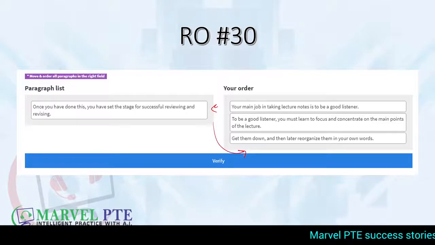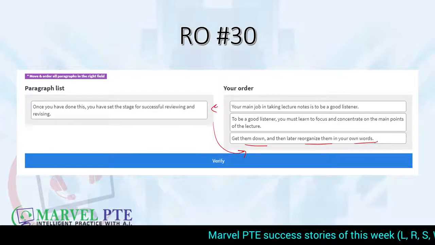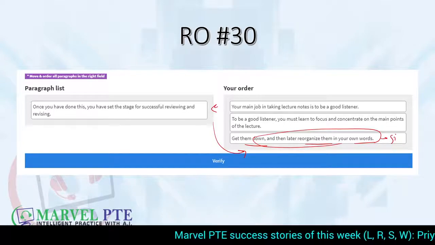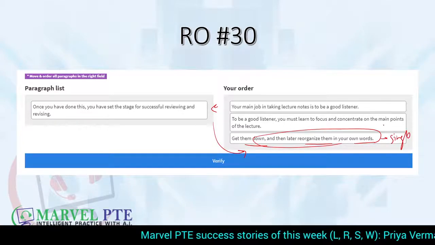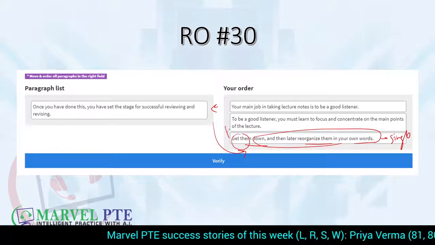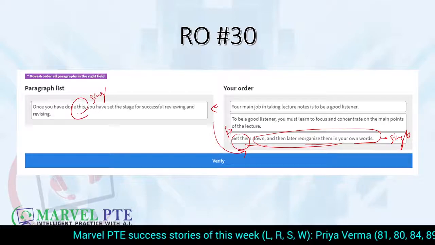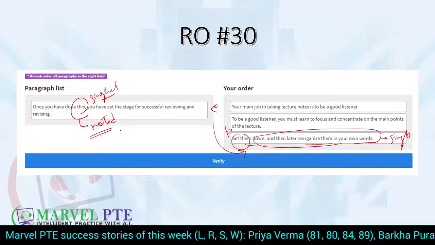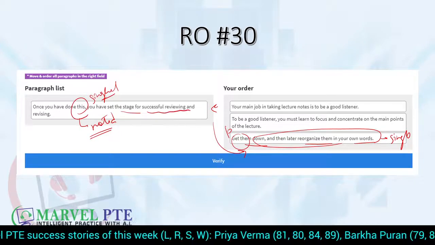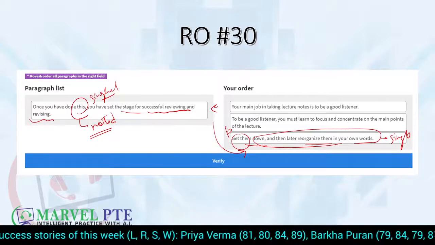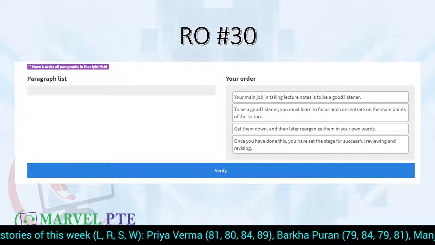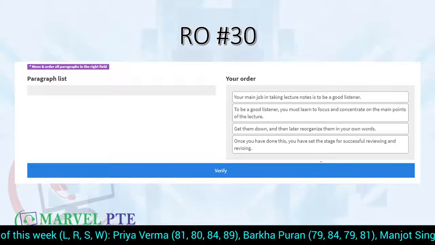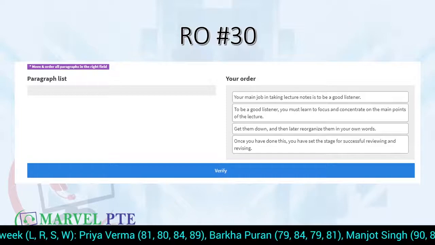But still, is there any logical connection between them? Yes, there is. Let's see that. Now once you have noted them and reorganized them in your own words, this is the singular process we are talking about. Remember, we are talking about plural over here. So this was plural and this is singular. So what you have done, once you have noted the main points and then you have reorganized, you have set the stage for successful reviewing and revising. So that's how they are linked. So we are going to put them over here, and this is the order which we have set. So let's see if that is correct or not. Yes, that is the correct one.